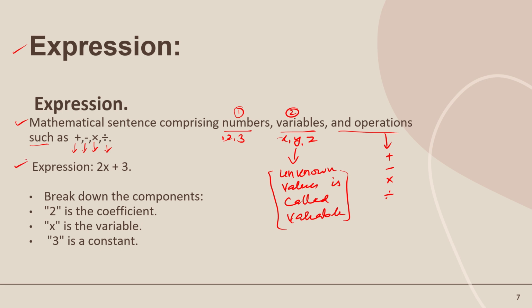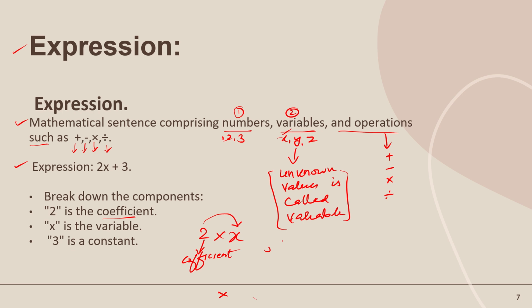Let's suppose this expression is 2x plus 3. Break down the components. 2 is the coefficient. Now what is a coefficient? Let's suppose x is a variable, as I already told you x, y, z are variables. If I multiply this variable by 2, the number multiplied with the variable is called the coefficient. So this number 2 is called a coefficient.